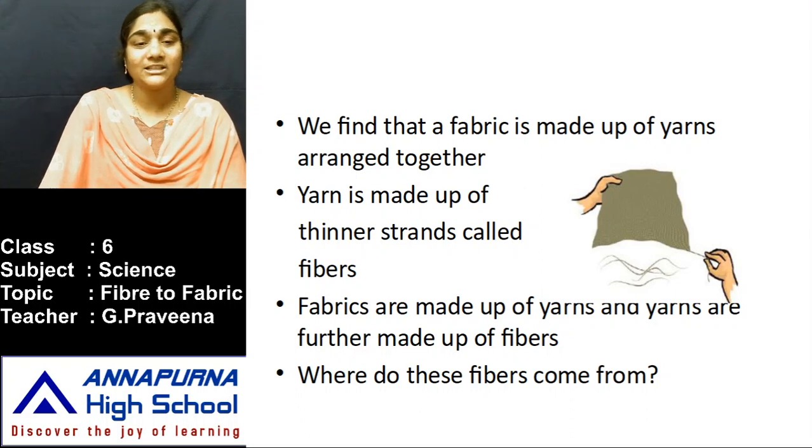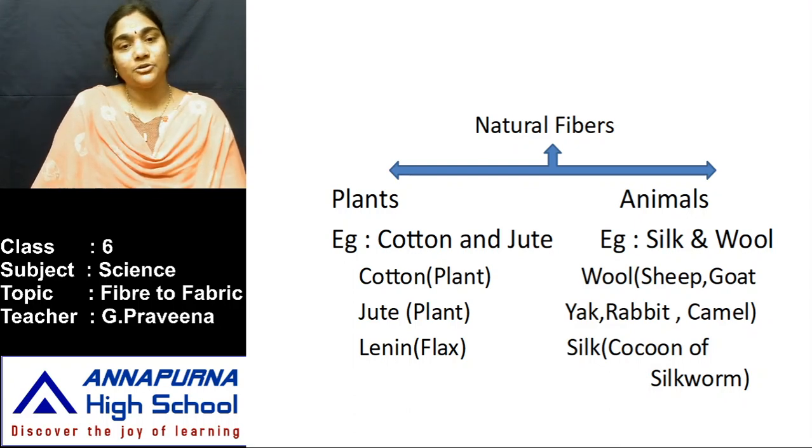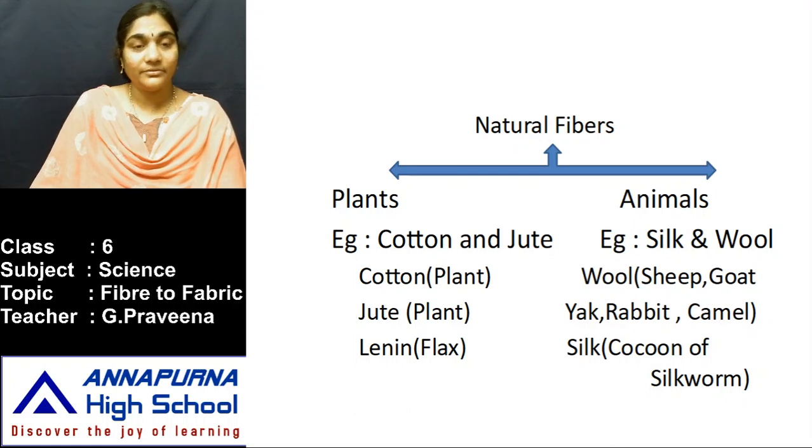So where do we get these fibers from? Here you get fiber from the cotton plant, the jute plant, and also from silk and wool. All these fibers we get from plants and animals. As we get them from plants and animals, these fibers are called natural fibers. For example, cotton we get from a cotton plant. Jute is also a plant. Then linen comes from the flax plant. These are all the plant fibers that we obtain.